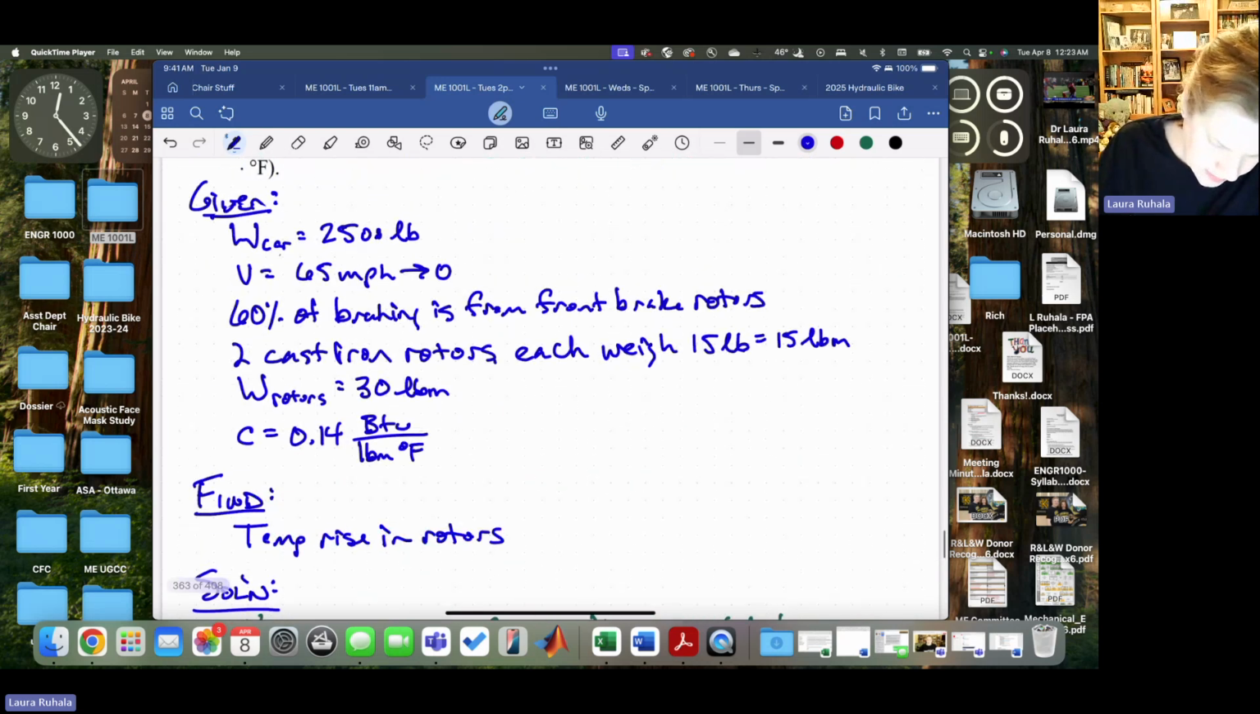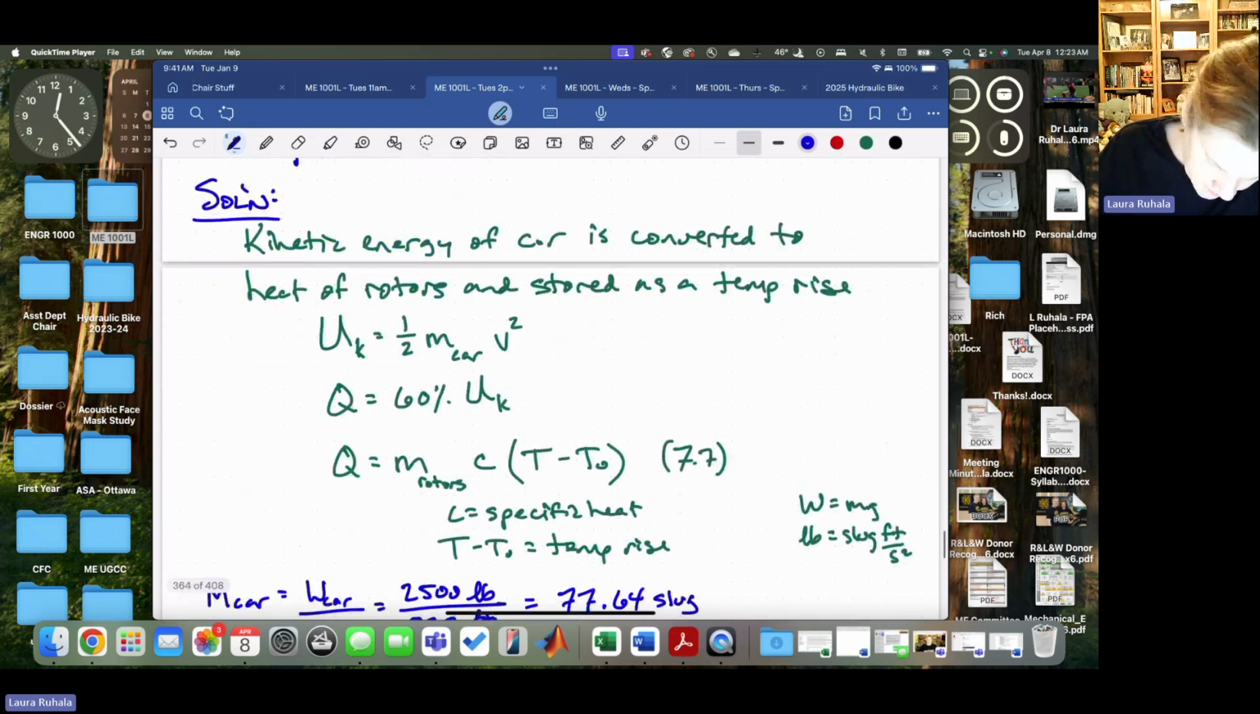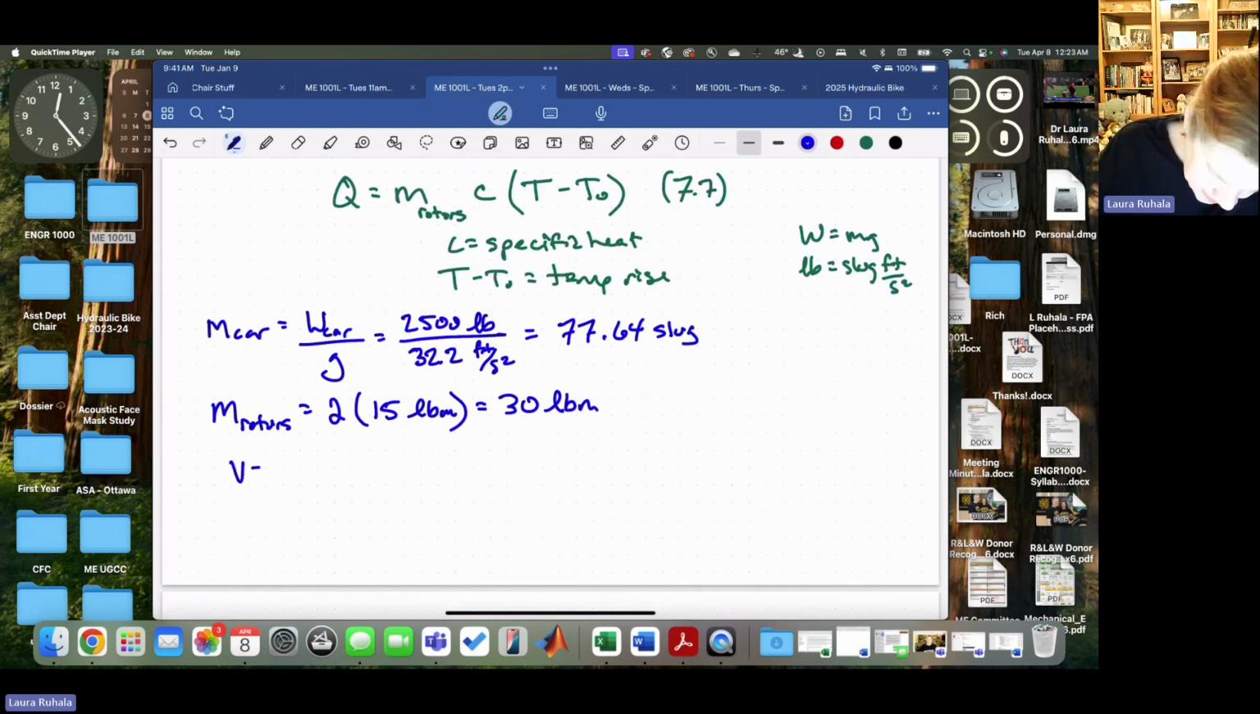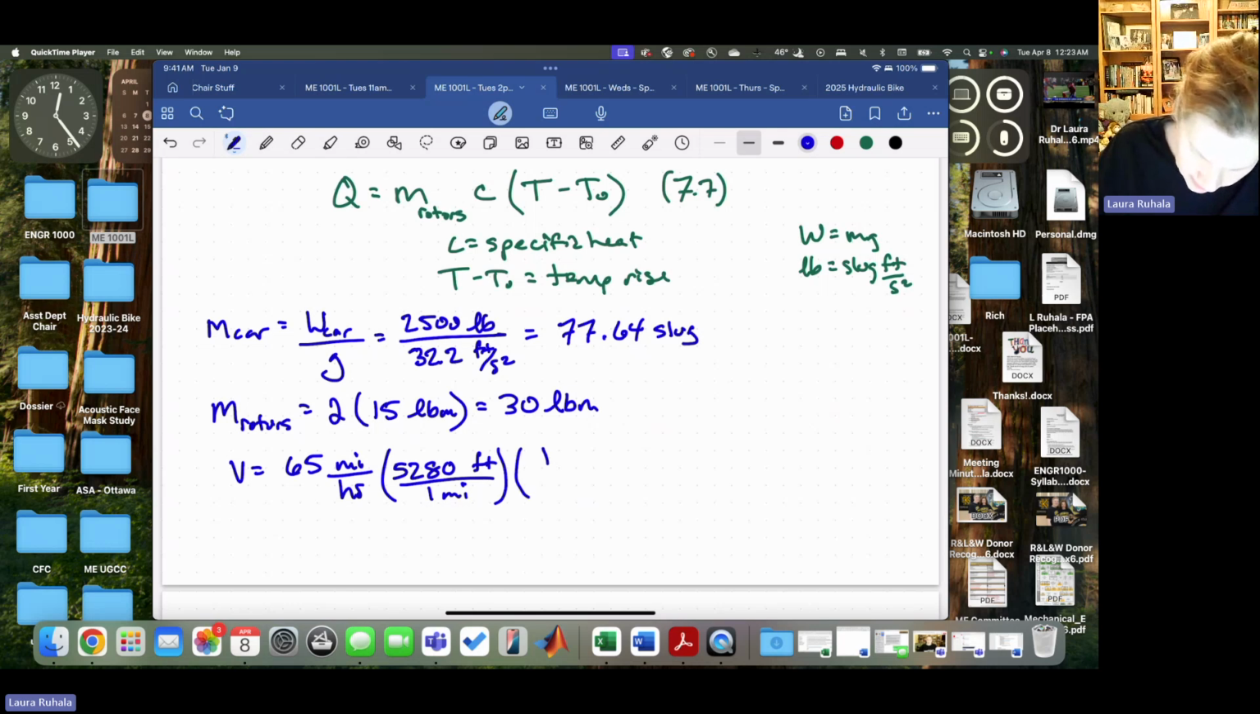Well, you know that velocity is going to be a problem in miles per hour. Let's go ahead and convert that to feet per second. So my velocity is 65 miles per hour times 5280, right? 1 mile, that many feet, and 1 hour is 3,600 seconds. So this turns out to be 95.33 feet per second.